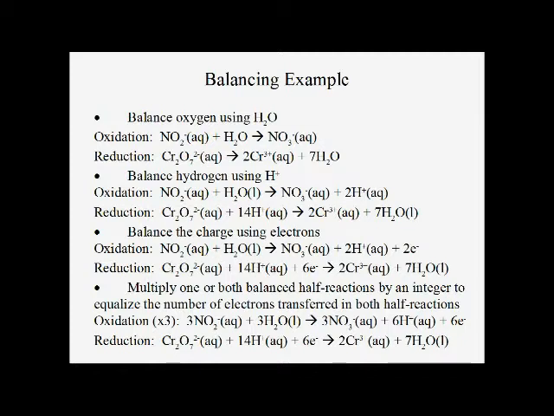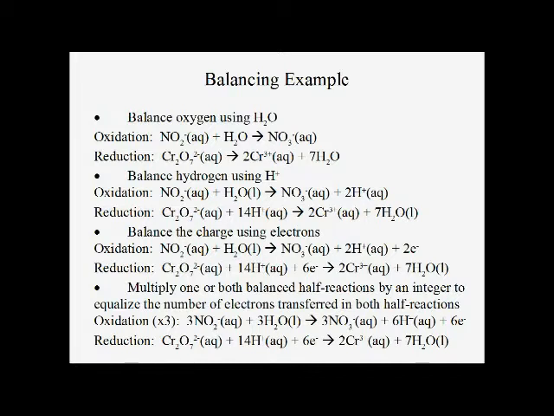Next step is that we're going to balance our hydrogen using H+. For the oxidation reaction, we have 2 hydrogens for the reactants and none for the product, so we're going to add 2 H+ for the product. For the reduction reaction, we had no hydrogen for the reactants, but 7 waters, which is 14 hydrogens on the product, so we add in 14 H+ on the reactant side.